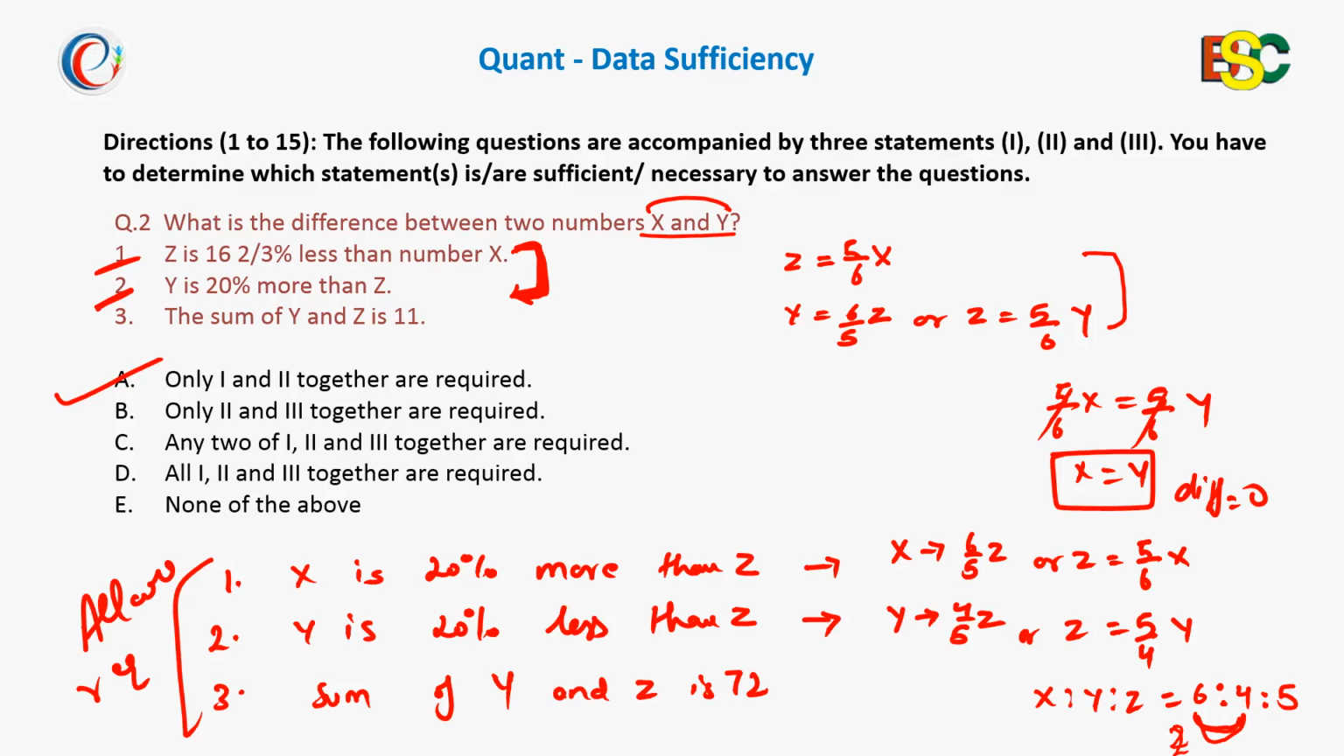So here you do not get confused that 2 is the difference between x and y. 2 is the difference of the ratios of x and y. So don't get confused, always be careful while marking your answer.